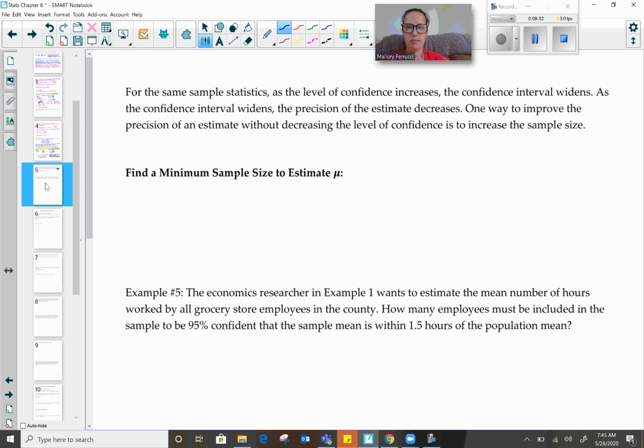So let's jump to page 5. For the same sample statistics, as the level of confidence increases, the confidence interval widens. As the confidence interval widens, the precision of the estimate decreases.